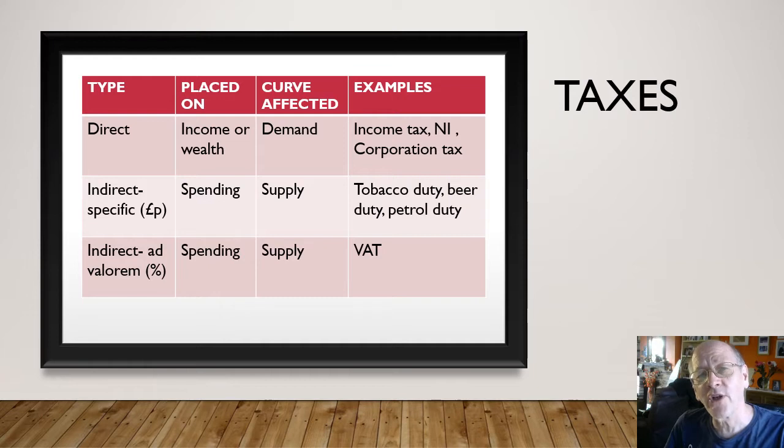By contrast, an ad valorem tax is a percentage tax. So for example, at the moment, the rate of VAT is 20%. So if the firm is selling, say, a Mars bar that costs 50p and VAT is applied on it, then the extra tax will be 10p, which is 20% of 50p. If they are selling a car that costs £50,000, then the VAT will be £10,000. So it isn't dependent upon the number of units that you sell, it's dependent upon the price of those units.